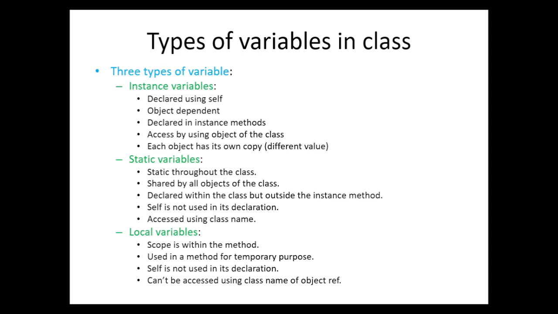The third one is the local variable. The local variables have scope within the method only and they are used in a method for a temporary purpose. Self is not used in its declaration and they can't be accessed using the class name or object reference name.